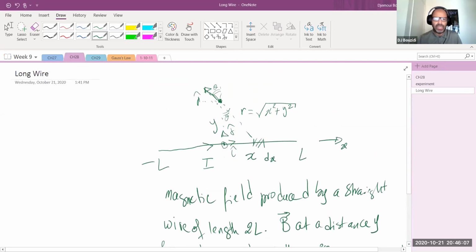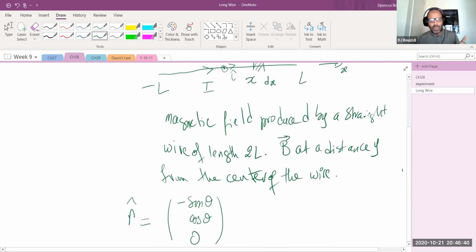Clearly from this geometry, I call theta this angle. In the x direction, I'm looking at the opposite to the angle theta, and the length of the unit vector is always 1. So it's the length of the unit vector times the sine of theta, which means a negative sine theta because it's in the opposite direction of i hat. And in the y direction, it's a cosine theta because it's the adjacent times the length of the unit vector, which is 1. So this is r hat.